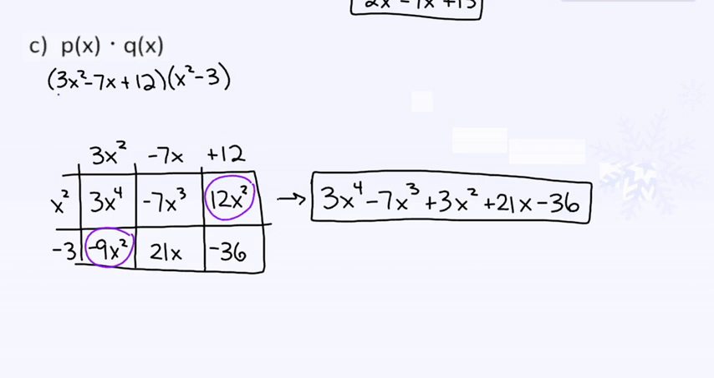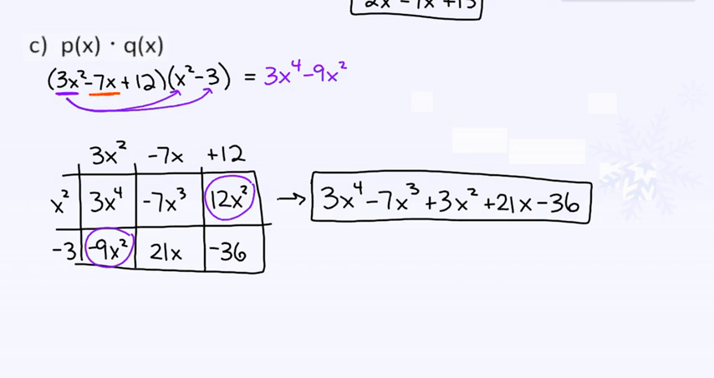So if I start with the first term in the first polynomial, I'm going to multiply it by each of these. Distribute is basically what I'm going to do. So that gives us, let's see, 3x squared times x squared is 3x to the fourth. And then 3x squared times negative 3 is negative 9x squared. So I'm done with the purple one, 3x squared.